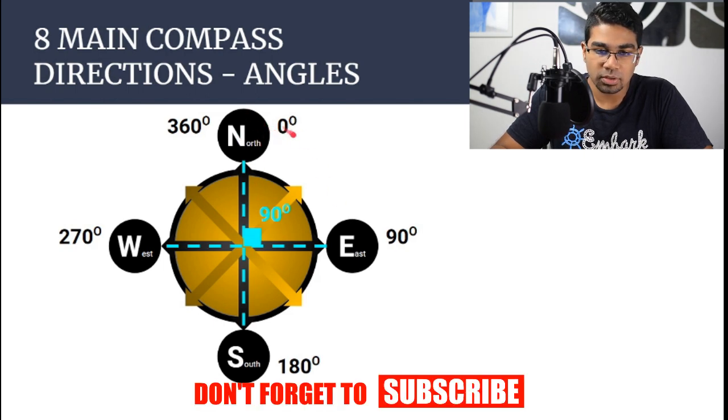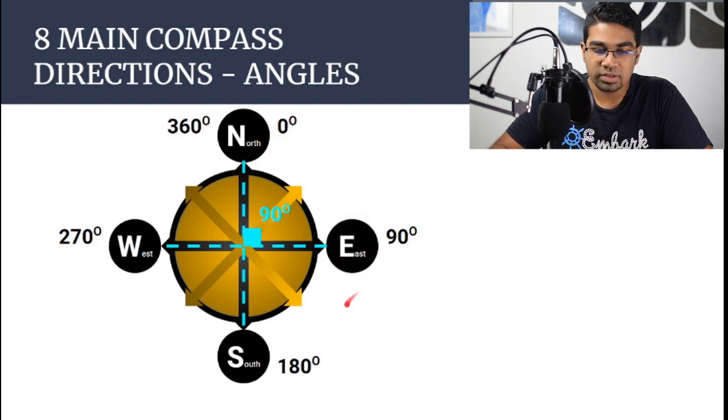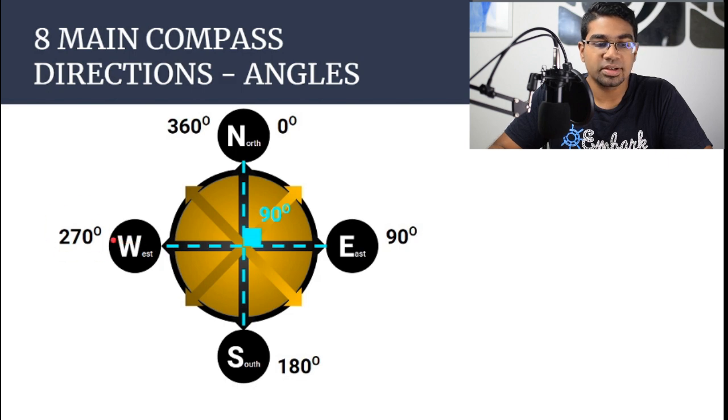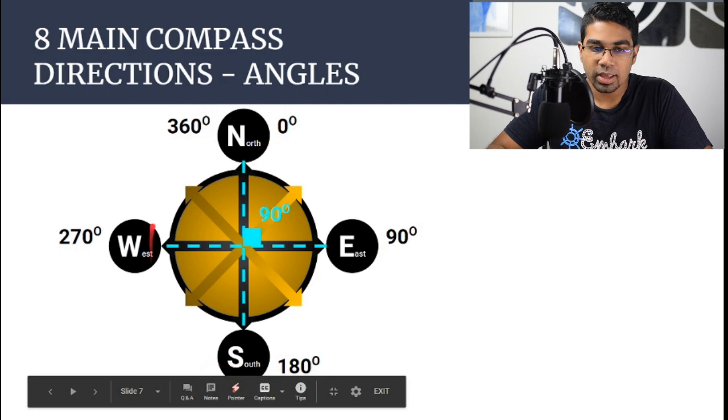So from north we go clockwise 90 degrees, east is 90 degrees. From east we go 90 degrees to south again. So 90 plus 90, this is 180 degrees. And then from south to west we go a further 90 degrees, which will give us 270 degrees. And from west to north we go another 90 degrees, which will come a full circle to 360 degrees. Of course, north is considered 0, so technically it should be anything less than 360 degrees. So the point to note is that we are going clockwise and north is our reference point.